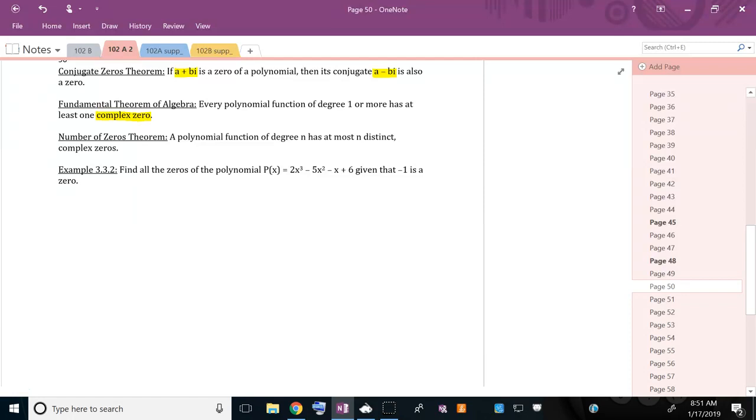Finally, our number of zeros theorem. Here, my polynomial function has degree n, and we're going to say it has at most n distinct complex zeros. Now, we say distinct. If we remember quadratics, we did sometimes have repeated roots, so it's the same number more than once.